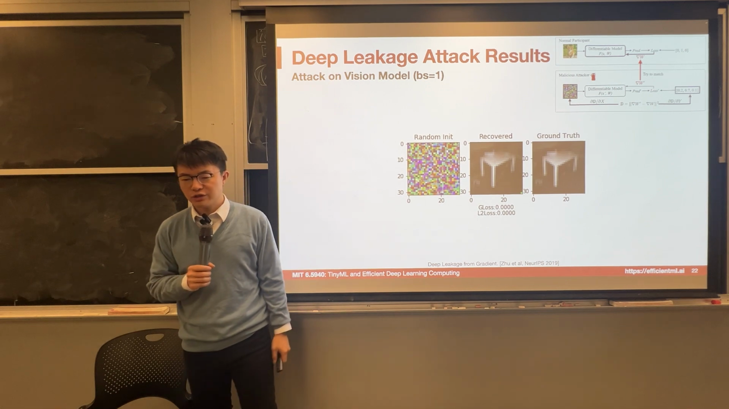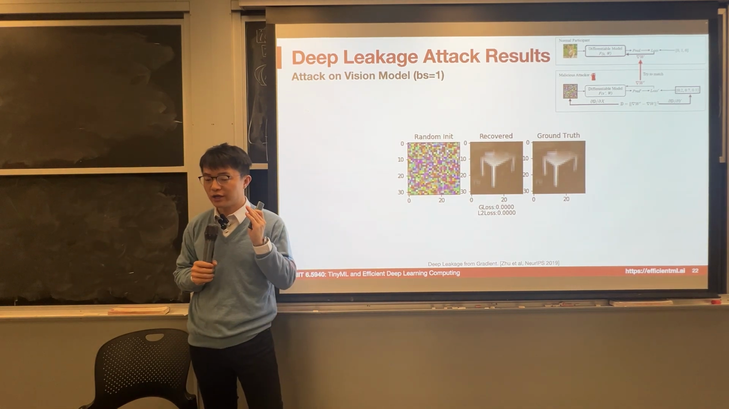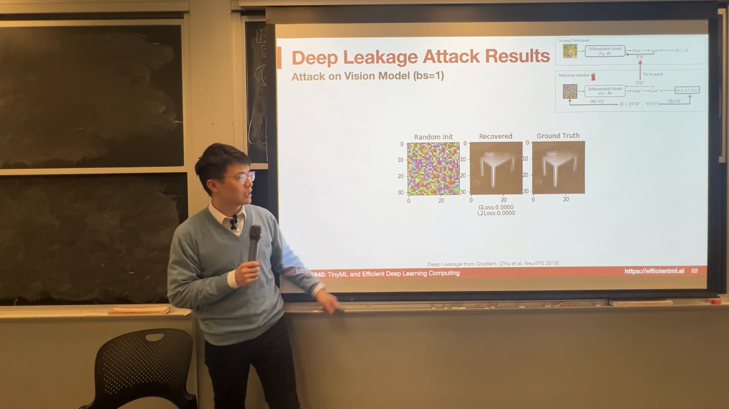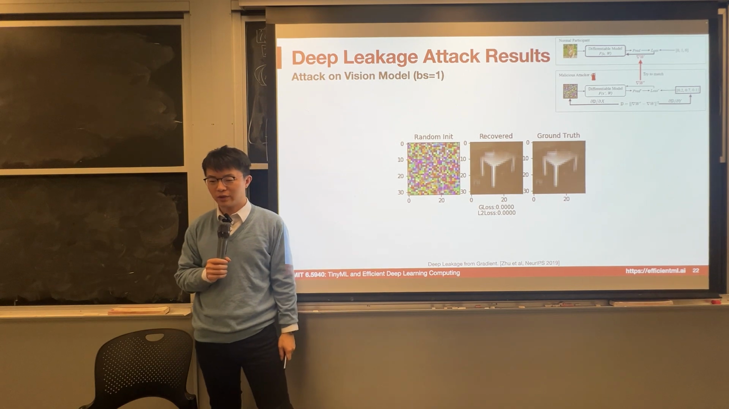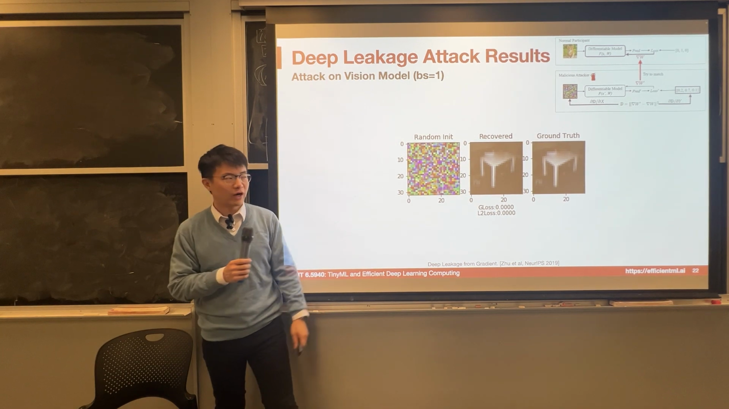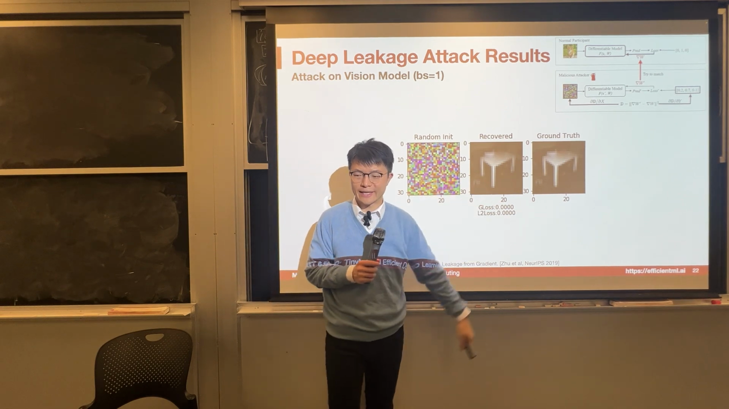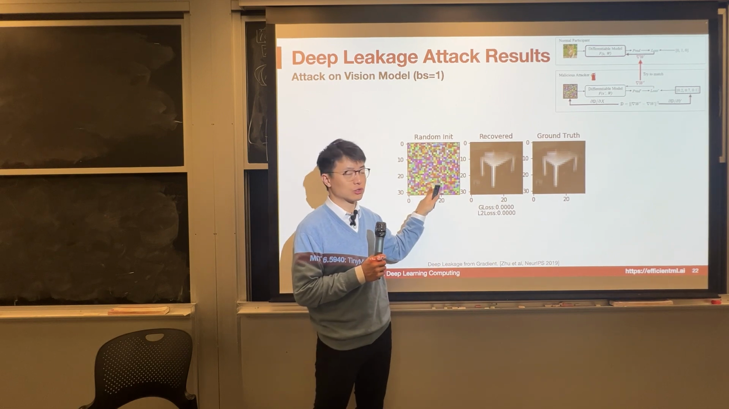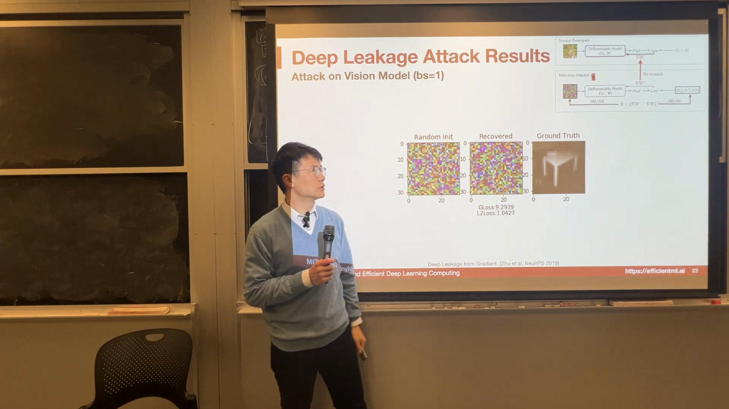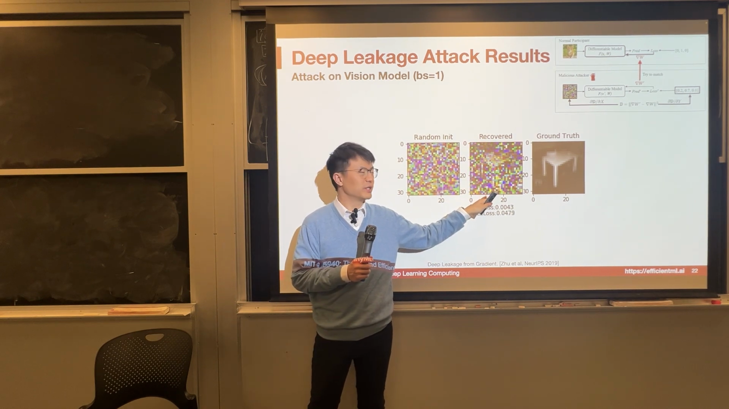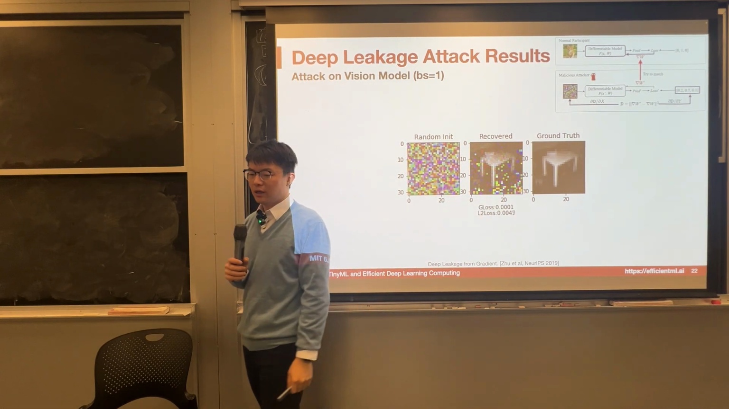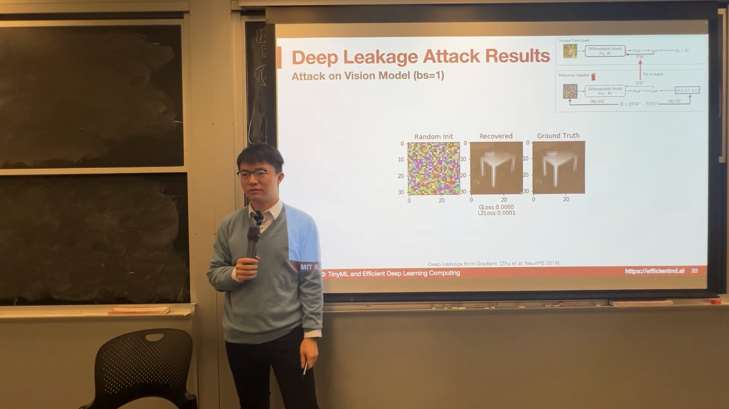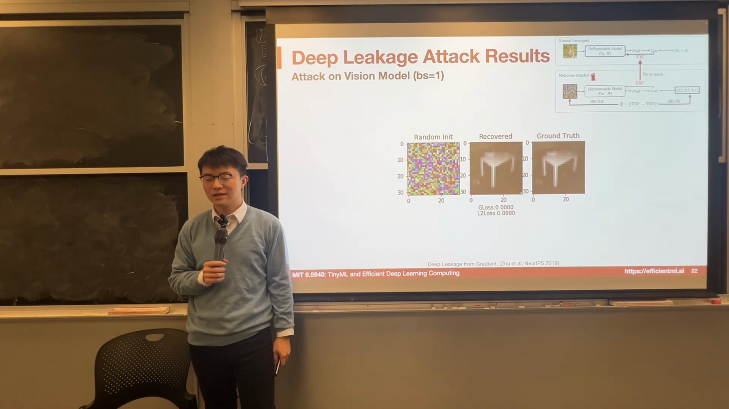So this is just one image, an attack on a vision model with batch size of 1. What if we have multiple images in the batch? Will it make the attack easier or harder? So far, we have shown that with one image in the training data, we can leak the input data by matching the gradient so that the randomly initialized input can actually recover the ground truth. So what if we have multiple input images in the training batch? Is it harder to attack or is it easier to attack?